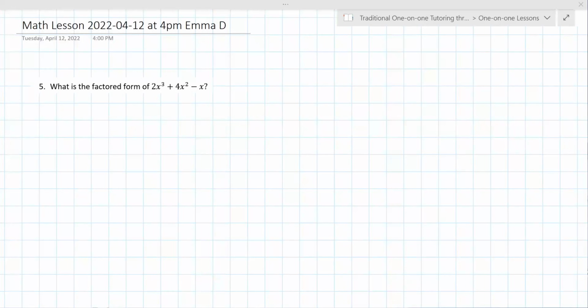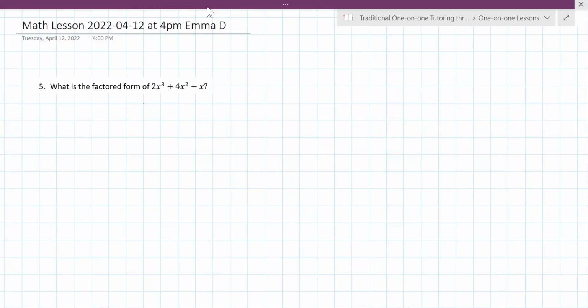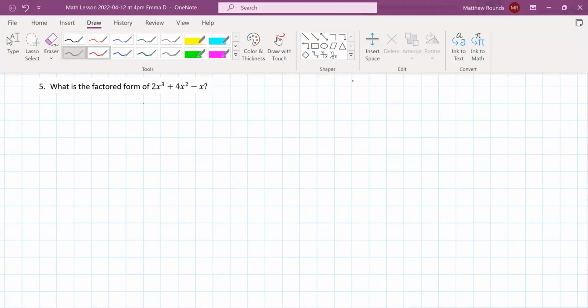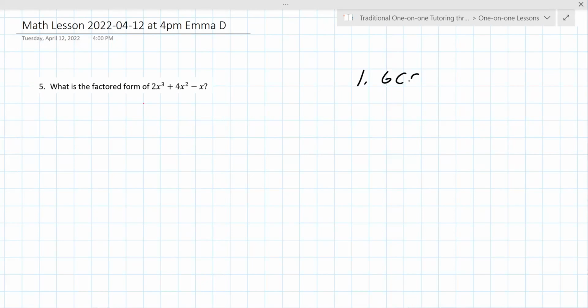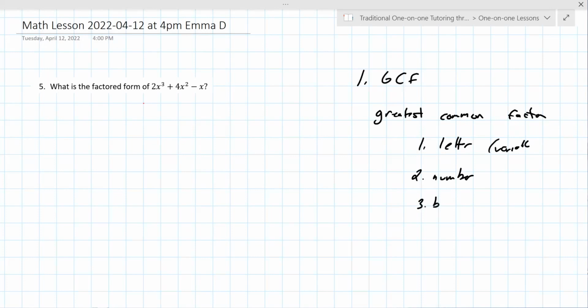All right, so the factored form here. The first type of factoring you would ever learn is what's called GCF factoring, or greatest common factor. And the greatest common factor can be either a letter referring to a variable, or it can be a number, or it can be both. So in this problem, the x is what you factor out of each. So you divide each of these by x.